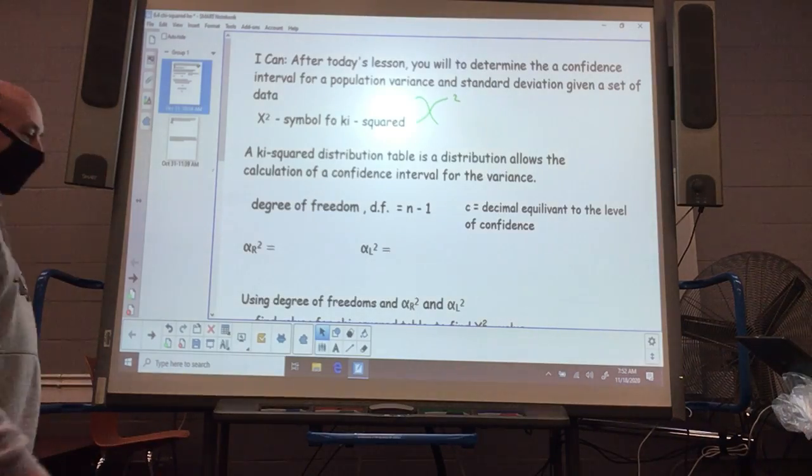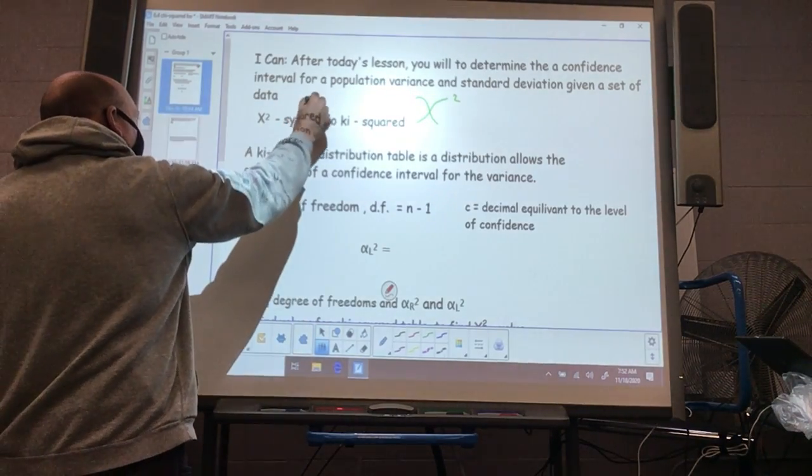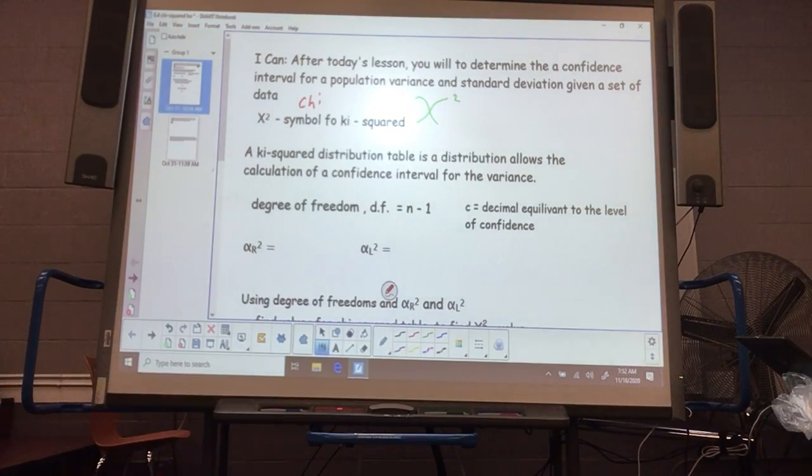It's chi-squared, but what you'll see is the CH, but it's really chi. Over here, we Americans are hooked on phonics, and if we see CH in there, we go chi. Not everything revolves around Americans and how we say things. That's a chi. The chi-squared distribution table is a distribution that allows us calculations of a confidence interval for the variance.